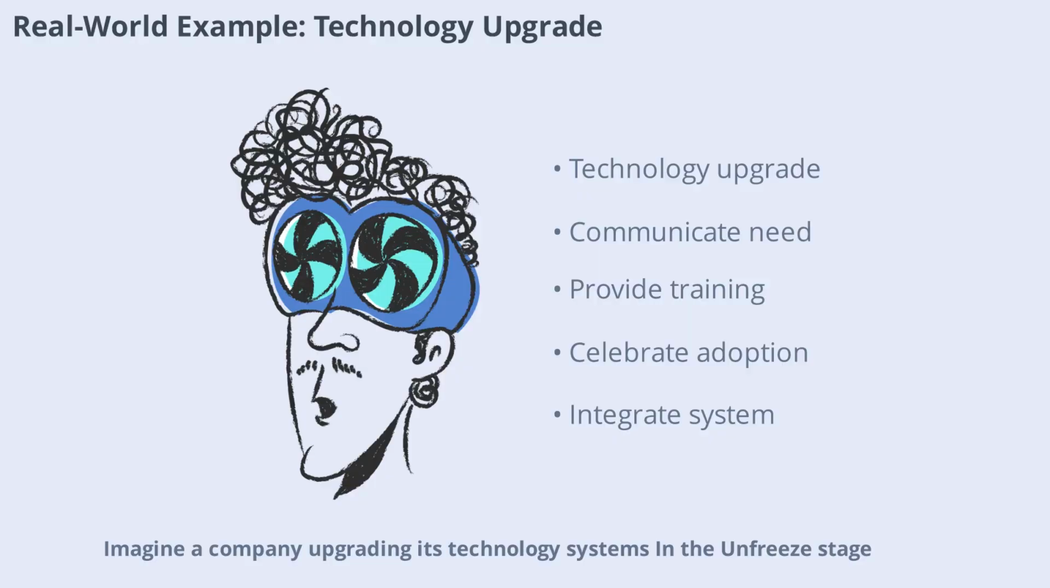Imagine a company upgrading its technology systems. In the unfreeze stage, leaders communicate the need for modernization and address employee concerns. During change, staff receive training and support as they adapt to new software. In Refreeze, the organization celebrates successful adoption and integrates the new system into daily operations. This example illustrates how Lewin's model guides smooth transitions and minimizes disruption.